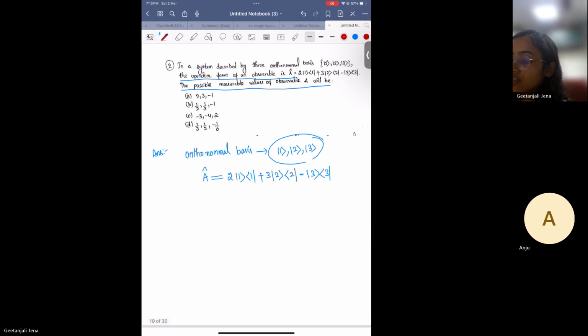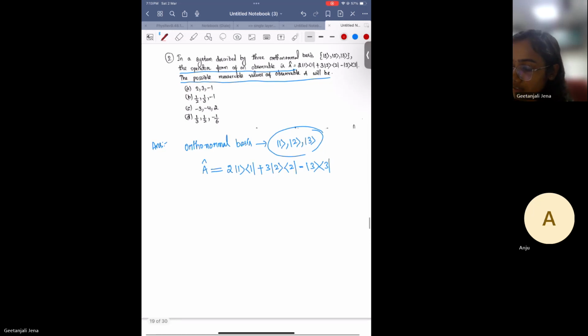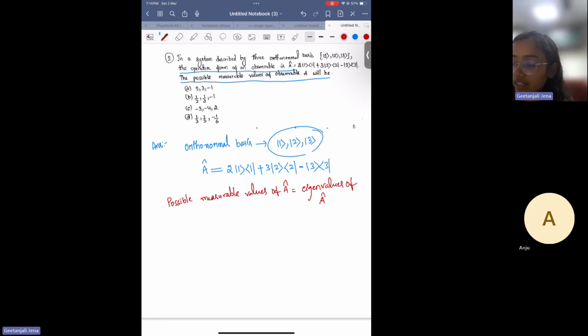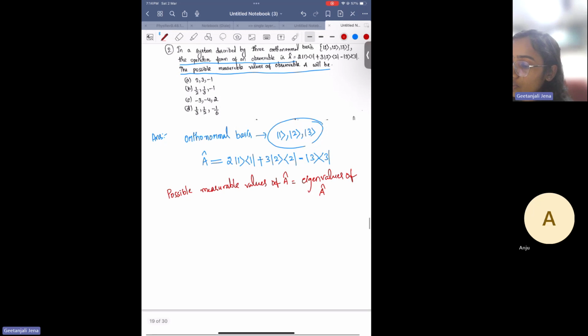So what are the possible measurable values of A? In any kind of experiment that we do in quantum mechanics, the possible measurable values of any operator A are nothing but the eigenvalues of A. If you know the eigenvalues, then these are the results that you will get after conducting one experiment. So your main task in this problem is to find the eigenvalues of operator A.